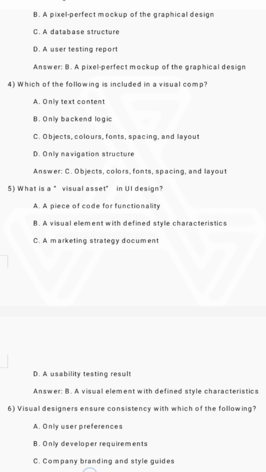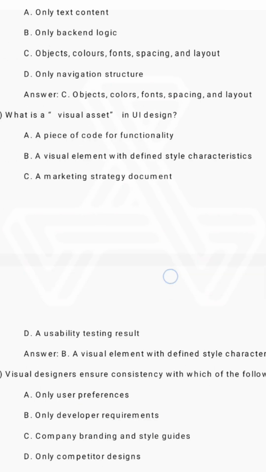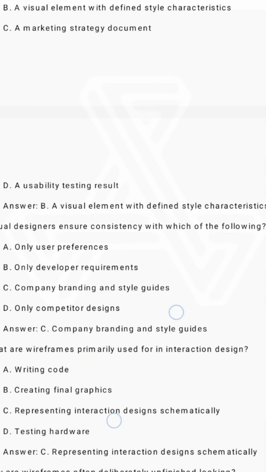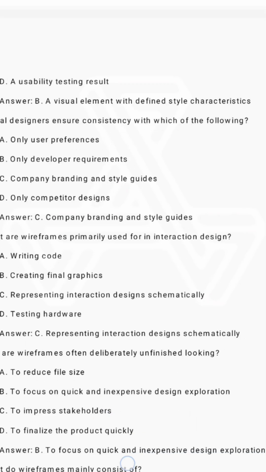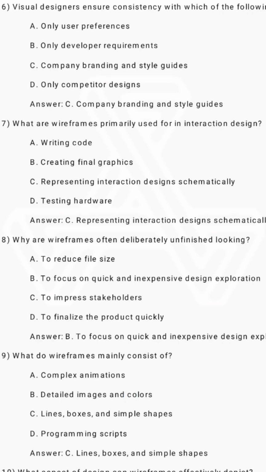Which of the following is included in a visual comp? Objects, colors, fonts, spacing and layout. What is a visual asset in UI design? A visual element with defined style characteristics. Visual designers ensure consistency with which of the following? Company branding and style guides.